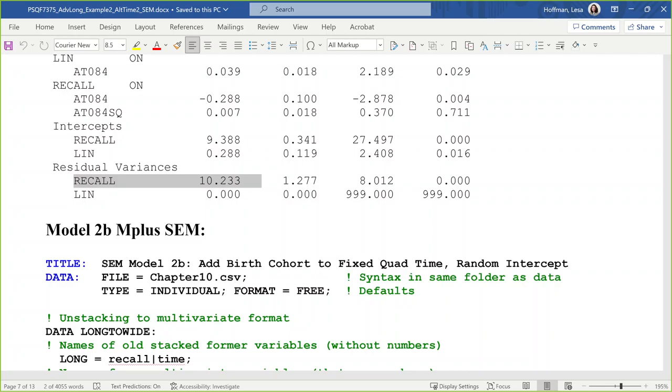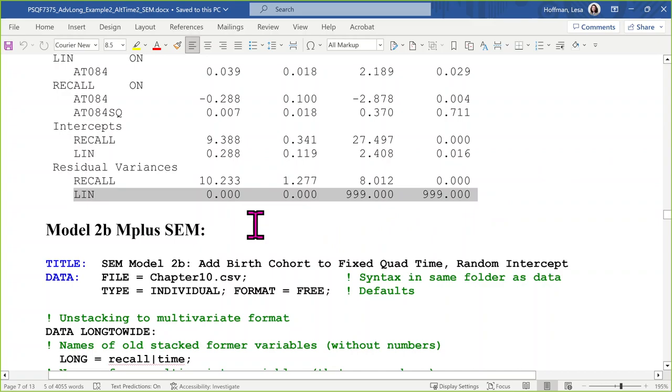And then this line right here looks sort of curious. It has an estimate of 0 and a standard error of 0, and then a test statistic and a p-value of 999. Those are not numbers, folks. Yes, we've fixed this. This would have been the random linear time slope variance, but we fixed it to 0. So because we fixed it, they can't compute a test statistic for it. So 999 is like missing data. It means like we can't make this for you. It's not a real number.